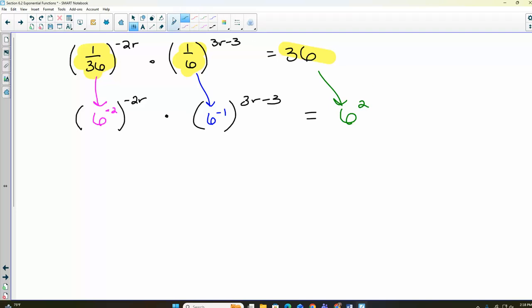All right, my goal, I have to get a single base on each side. So I have to use some exponent rules right now. If you have a power to a power, what do we do with those? So that's 6 to the 4r times 6 to the negative 3r plus 3 equals 6 squared. All right, it's better, but I still have 2 of them over here. So if I'm multiplying these, how do I combine them? Add the exponents, yep. So 4r plus negative 3r plus 3 gives me r plus 3.